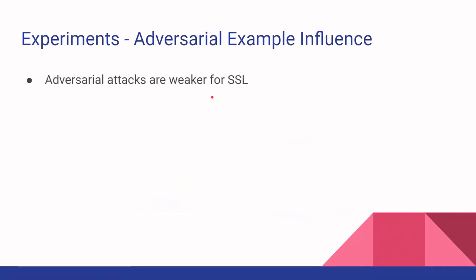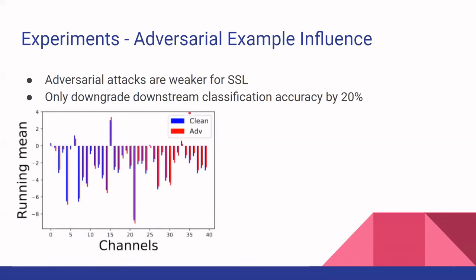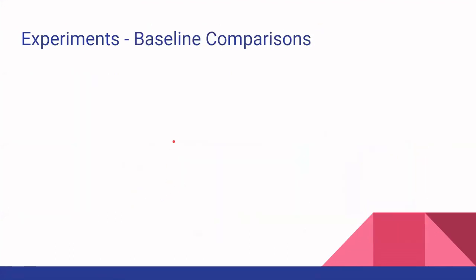So they also found out that adversarial attacks are weaker for self-supervised learning, and they only downgrade the downstream classification by only 20%. And they compared this. They did an analysis where they took a random block from a ResNet model and sampled 40 of the channels, and they found that comparing the clean and adversarial examples, there is not a significant difference between the mean and variance, which they also mentioned previously. There's another paper where they did supervised learning, and there's actually a significant difference for that other paper. But for adversarial examples for self-supervised learning, there's not much of a difference.